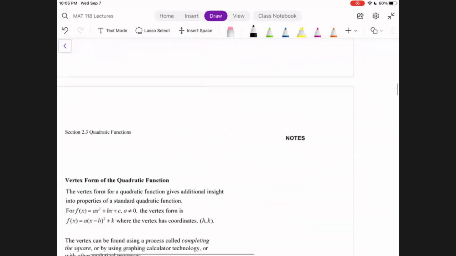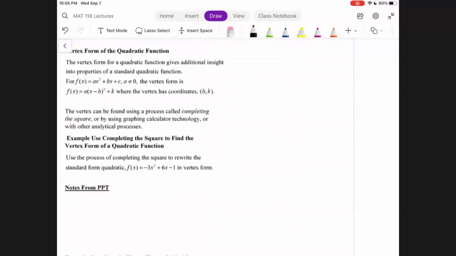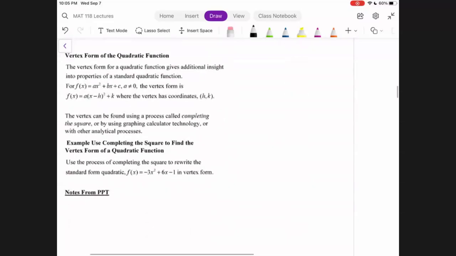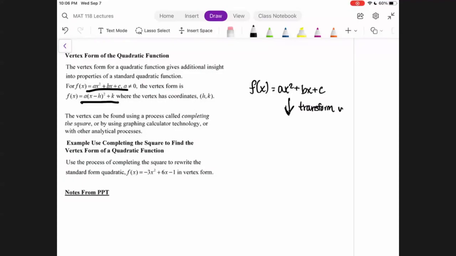All right. So next is vertex form. So you want to think, we talked about standard form here, and we could do some magic or some mathematics, and we can transform it to this. So what I'm saying is you take this standard form and you transform it with math to this vertex form.